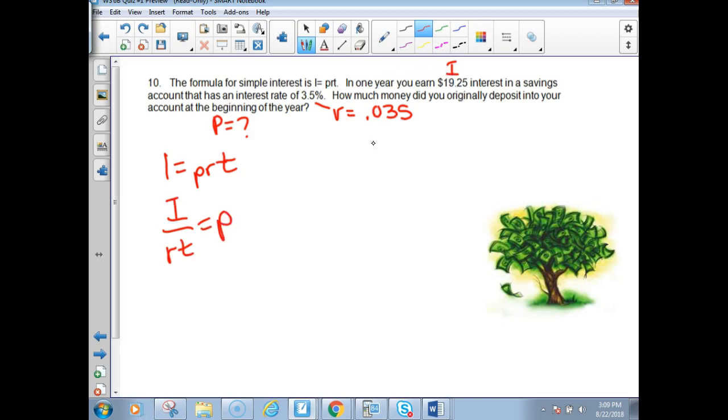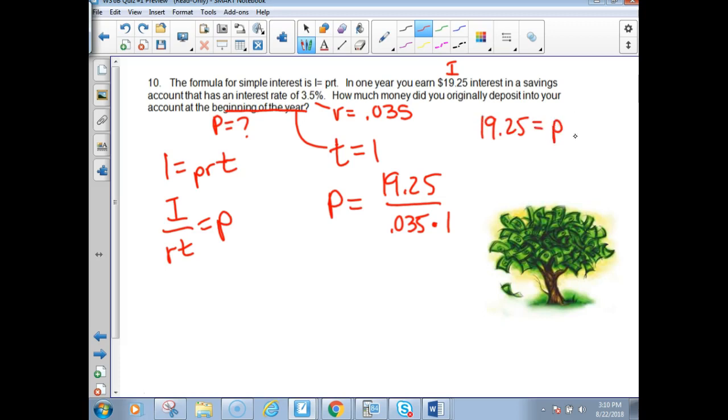Okay, so if we know the interest and we know the rate, what's the time? It says original deposit into your account at the beginning of the year. So how much money did you deposit after how long? You're only doing it for 1 year. So T was 1. And now to calculate P, it's going to be 19.25 divided by 0.035 times 1, which is just 0.035. You with me? You didn't have to solve it for P to do the problem. Had you not done that, you would have started out with 19.25 equals P times (0.035 times 1). And then you'd see you'd have to divide anyway to finish solving it. So you still have to calculate that.